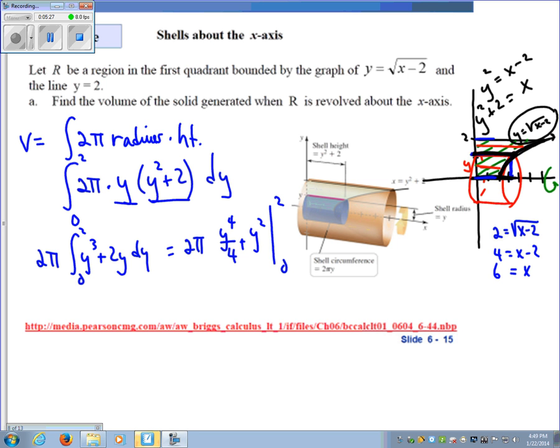Now I have 2 pi times 2 to the 4th, which is 16 over 4, so that's 4, plus 2 squared, which is 4, and then minus 0, because I get 0 for everything when I put in y equals 0. So I'm going to have 16 pi, and that'll be the volume of the solid that's created by rotating that region around the x-axis.